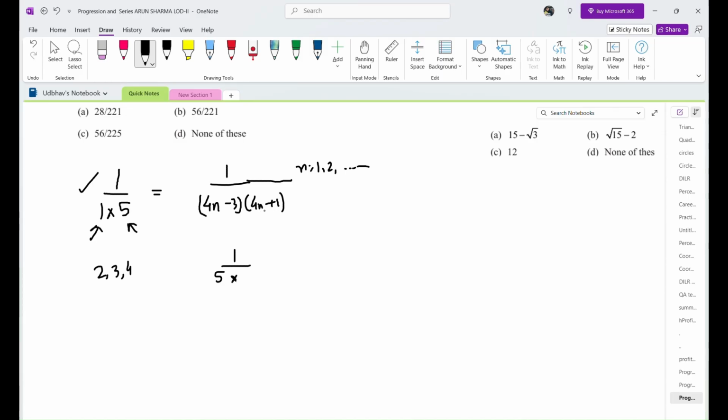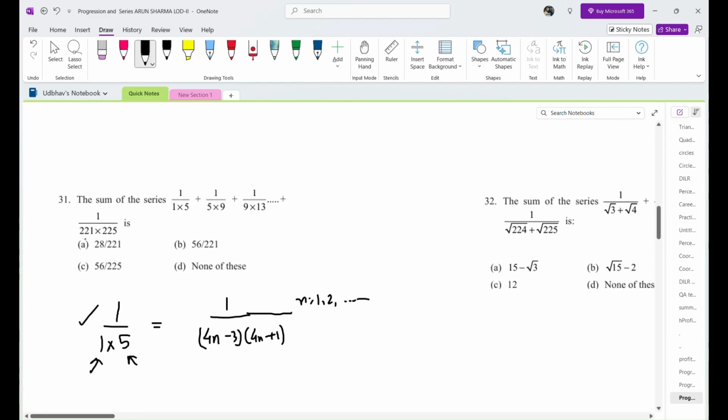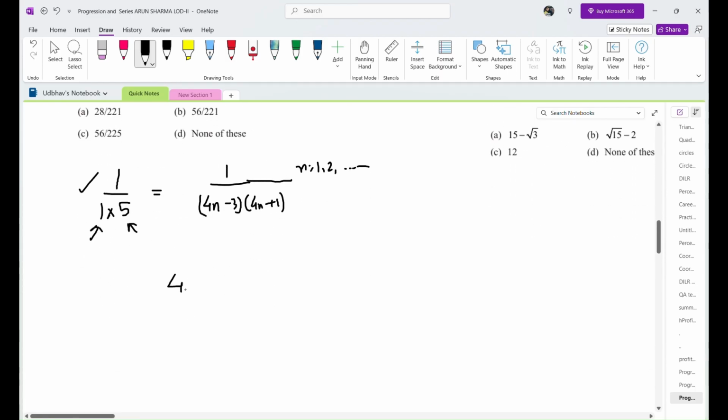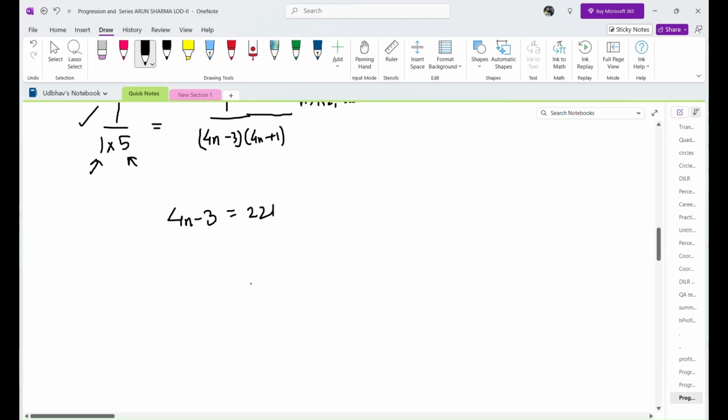4 into 2, 8 plus 1, 9. Yeah, we are getting 1 upon 5 into 9. So this is indeed the general term for this series. And we are given this here, 221. So 4n minus 3 should be equal to 221.